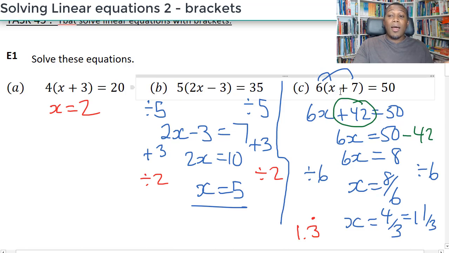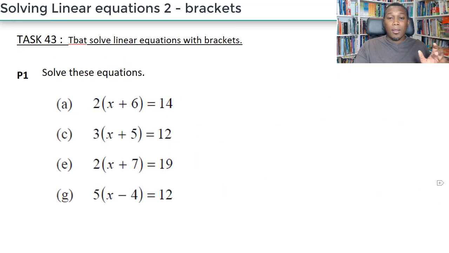You could have used the function machine. What's happening here? I'm adding 7, then multiplying by 6. As a function machine, this was add 7, multiply by 6. Function machine method, balancing, change side, change sign. You make your choice. You decide which one is the best for you. Off you go, do these 4 questions.